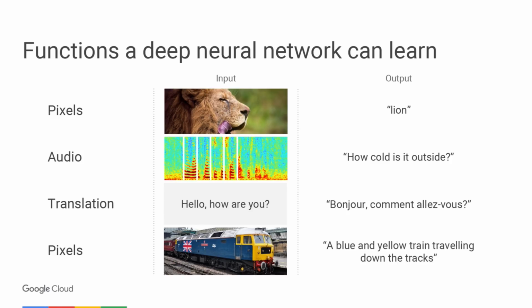And they can even take a whole scene, in this case, and describe what's in the scene with a caption, like the blue and yellow train traveling down the tracks. So this is really remarkable that we're seeing this unification across all these different domains, not even just the ones that I've shown you here, but also ranking and product recommendations. Why is this happening now?